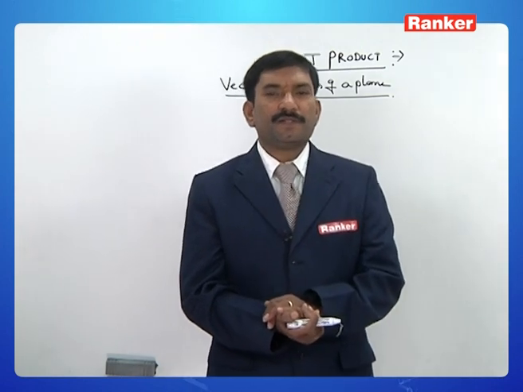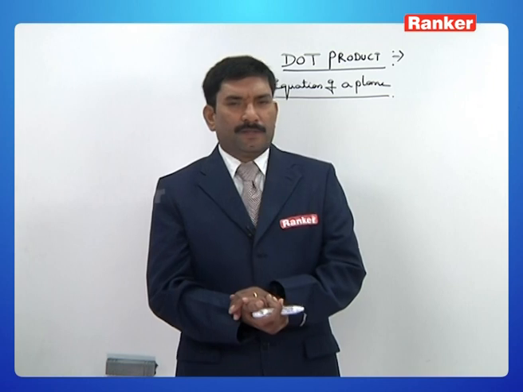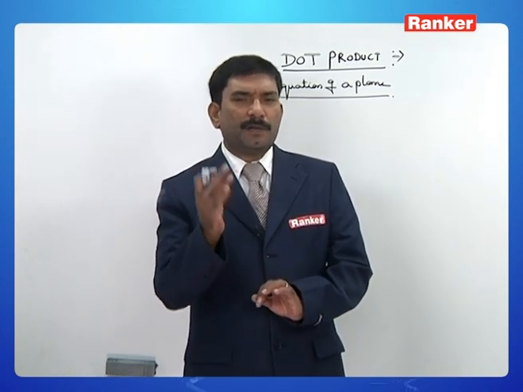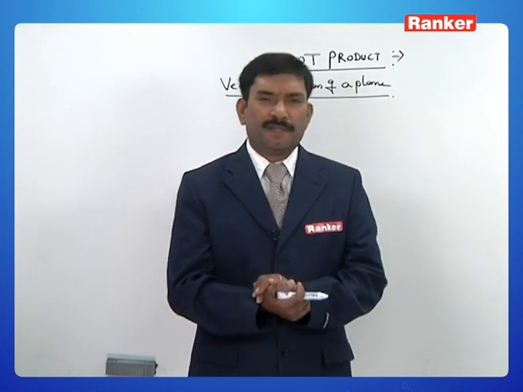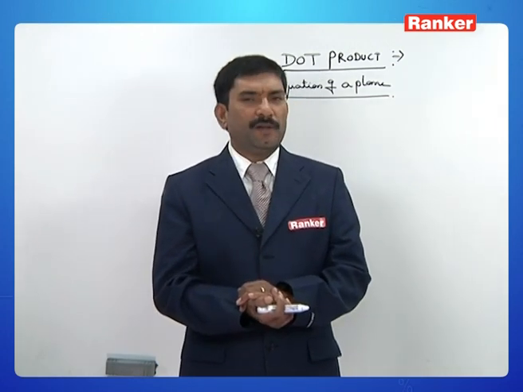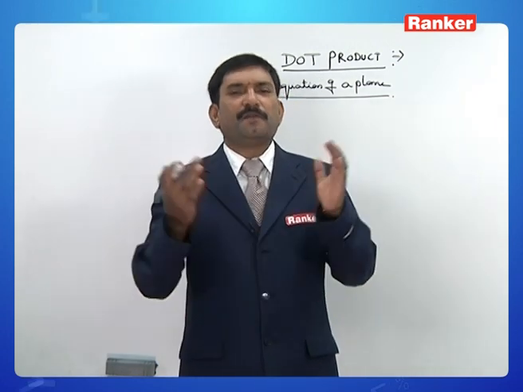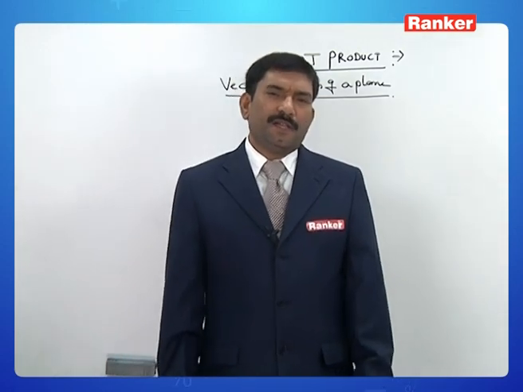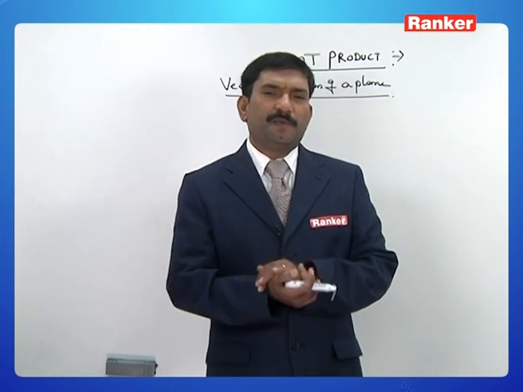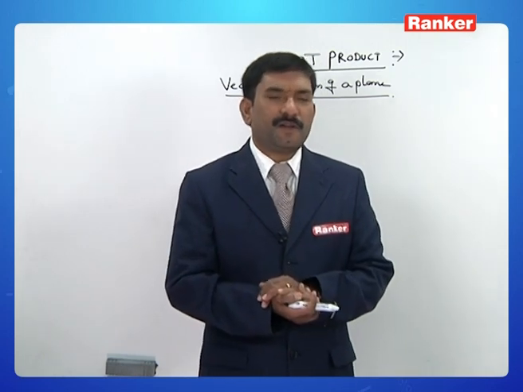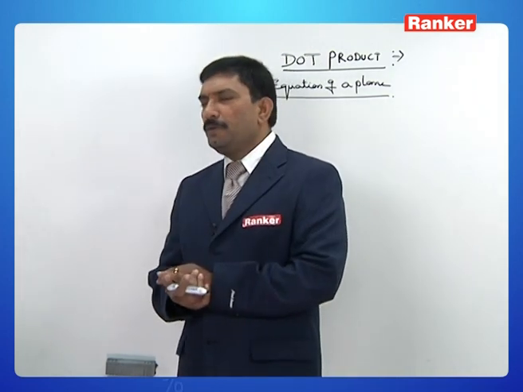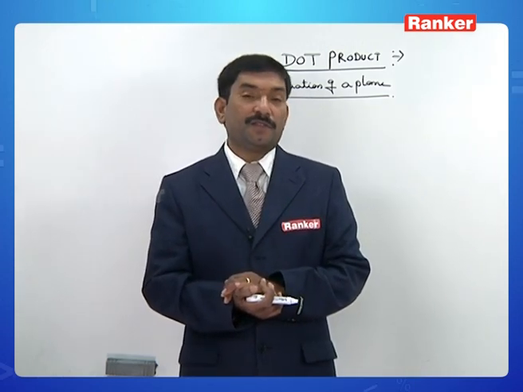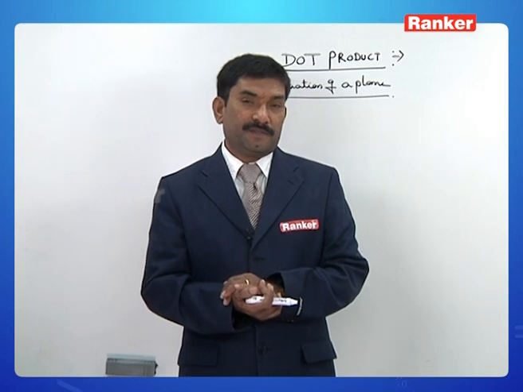The vector equation of a plane passing through 3 non-collinear points A bar, B bar, C bar is given by R bar is equal to (1 minus S minus T) A bar plus S B bar plus T C bar. All those discussions we had in the addition of vectors.